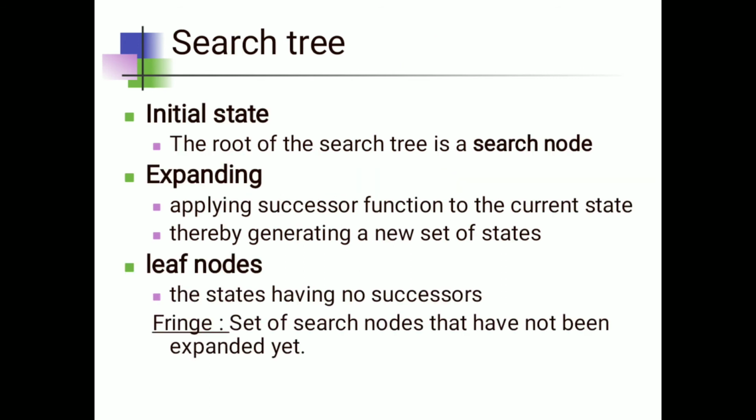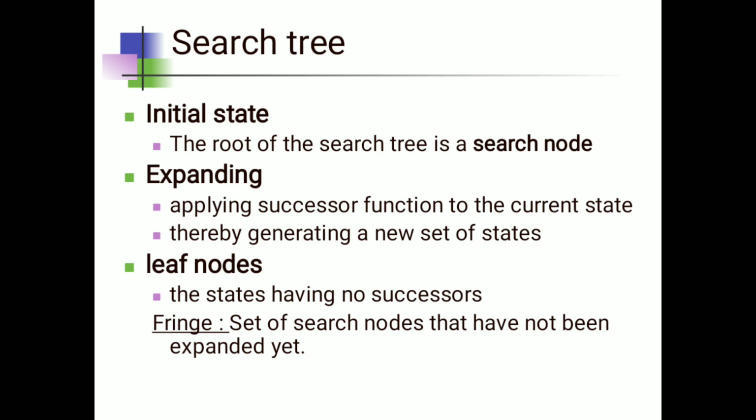Then in a search tree, what do we have? Again we have the initial state, that is the root of the search tree, which is a search node. Then what is the meaning of expanding? Applying the successor function to the current state, thereby generating a new set of states.